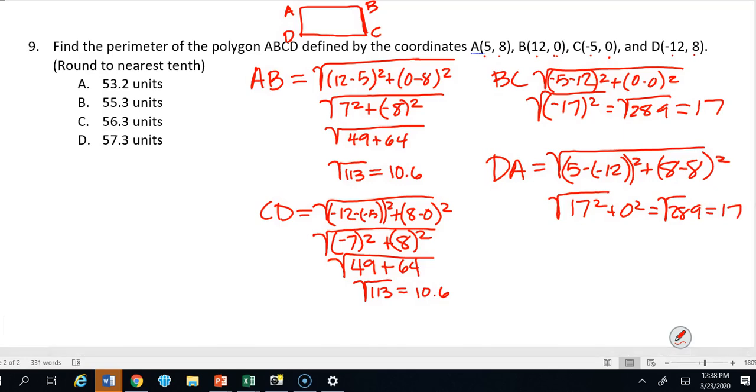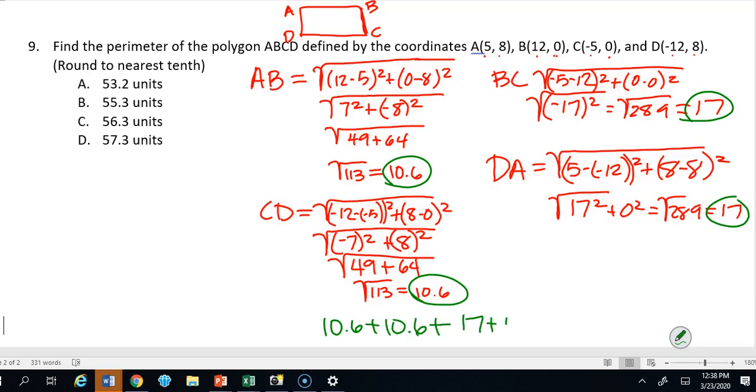So now what we have to do is take these 4 lengths and add them together. So that's what we're going to do. We're going to do 10.6 plus 10.6 plus 17 plus 17. Now when I did this, I did it 2 ways. I did it in my calculator and I didn't round the 10.6. But either way, if you round it, you get 55.2. If you don't round it, you get 55.3. But this is the closest answer to what we had anyway, so that's what we would choose.